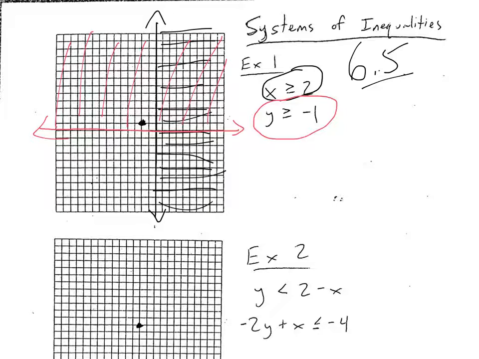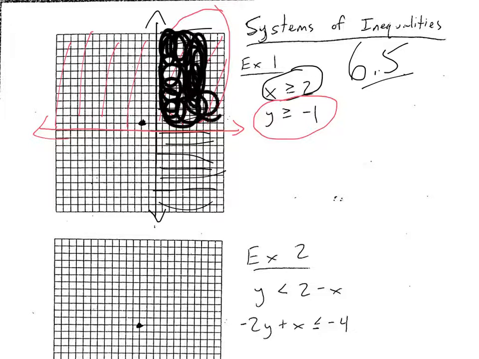But I'm trying to find out the points that make both true. And if you notice, that happens right here in this top right corner. So the way I signify that that is my final answer, change this to be a little whiter, I'm just going to color that section in real dark. And that signifies that these are all the points that would make both of those inequalities true.